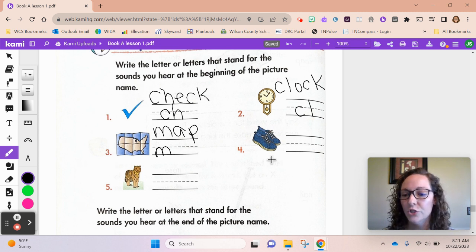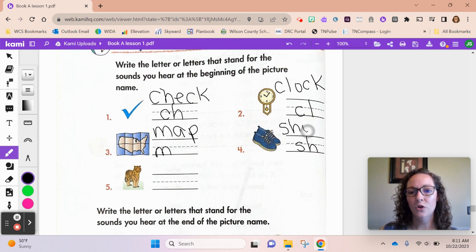Number 4, shoes. What digraph do you hear? Shoes. Shh. Remember? Shh. What makes that? You should have written S-H. The word is S-H-O-E-S. Shoes.